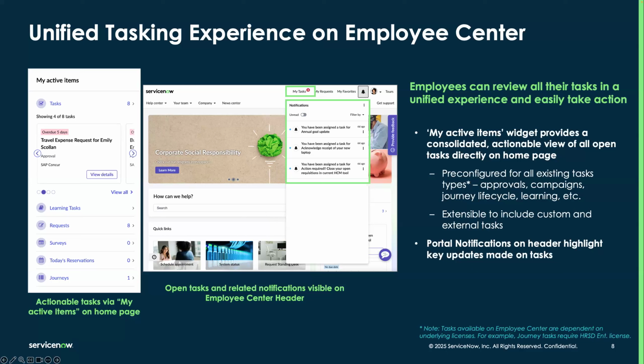And this unified task management experience is available out of the box with Employee Center, so you don't require any special licenses. It's available with Employee Center Standard. However, the task that you see depends on your licenses. For example, with an IT license, you only see IT tasks, but as you expand to HR or enterprise licenses, you'll see additional tasks such as HR approvals or journey tasks. The beauty of this experience is its scalability as your organizational needs grow. And we'll talk about some of these task use cases as we move forward.